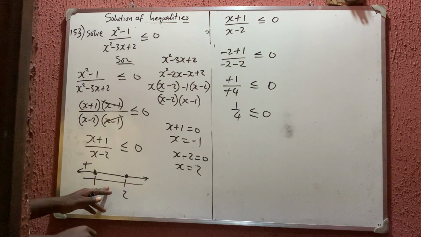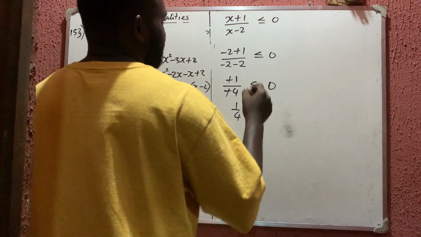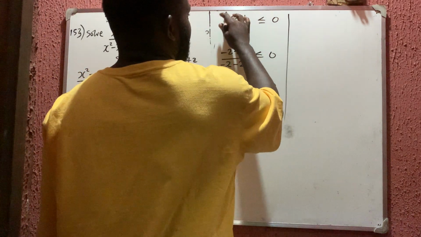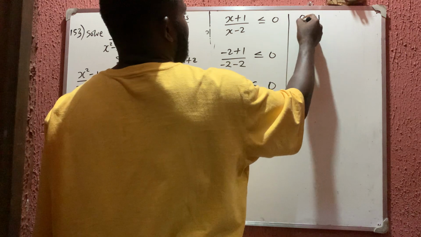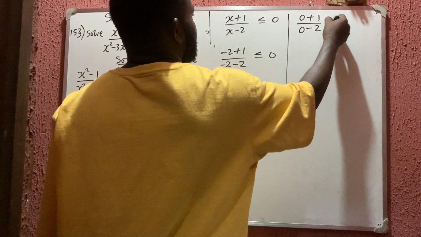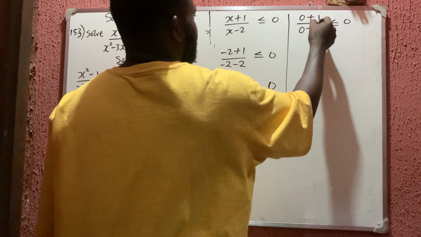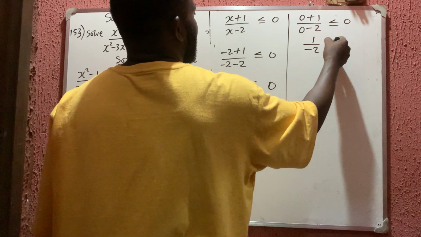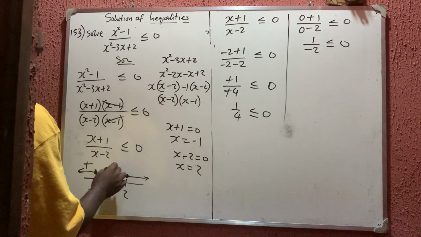So in between them, 0 is in between them. So let me check for 0. If I check for 0, I'm going to have 0 plus 1 all over 0 minus 2. Is it less than or equal to 0? So I'm having 1 over minus 2, and 1 over minus 2 is giving me negative. So I have negative here.